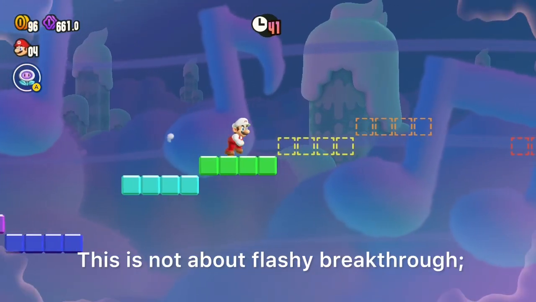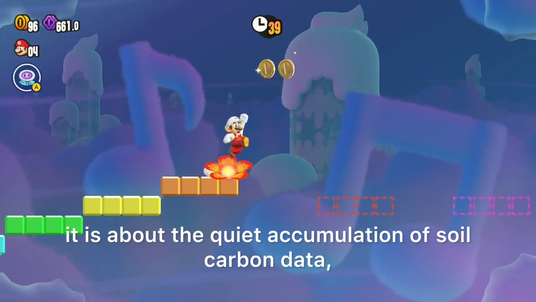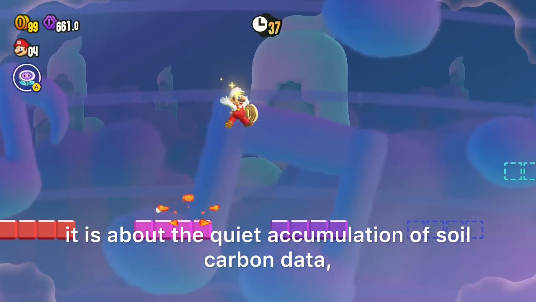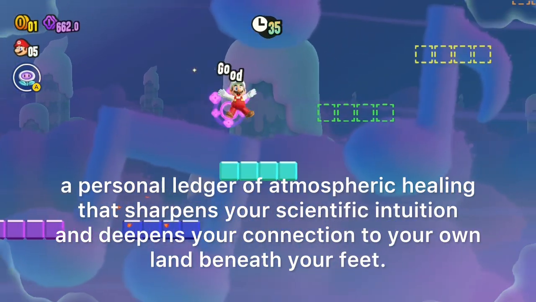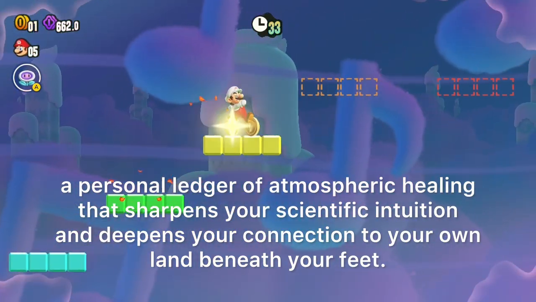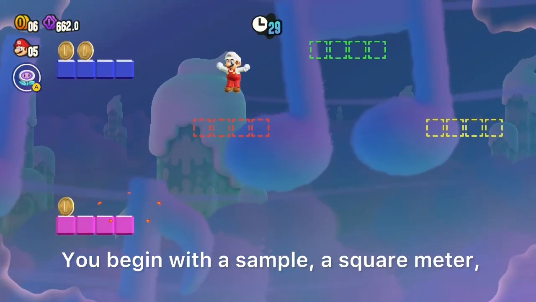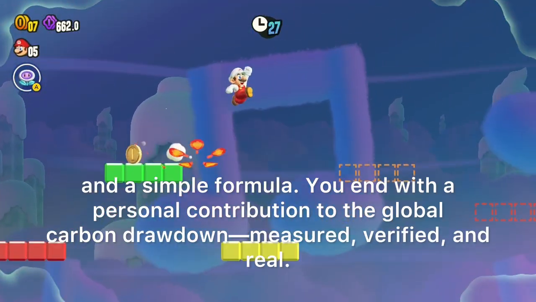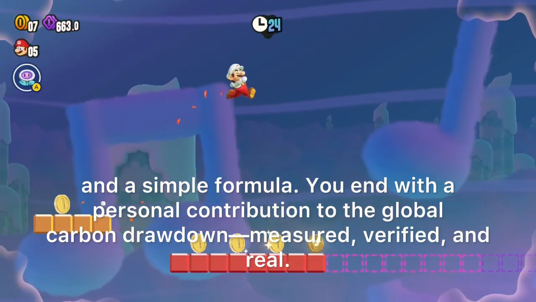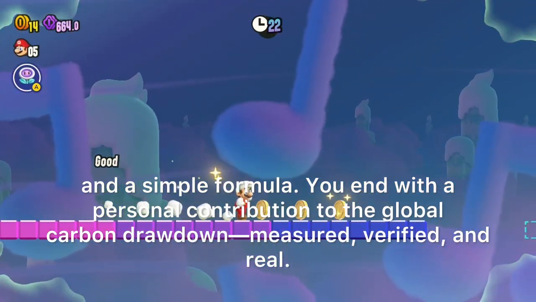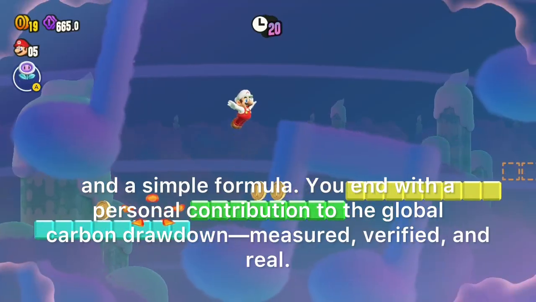This is not about flashy breakthroughs. It is about the quiet accumulation of soil carbon data, a personal ledger of atmospheric healing that sharpens your scientific intuition and deepens your connection to your own land beneath your feet. You begin with a sample, a square meter, and a simple formula. You end with a personal contribution to the global carbon drawdown, measured, verified, and real.